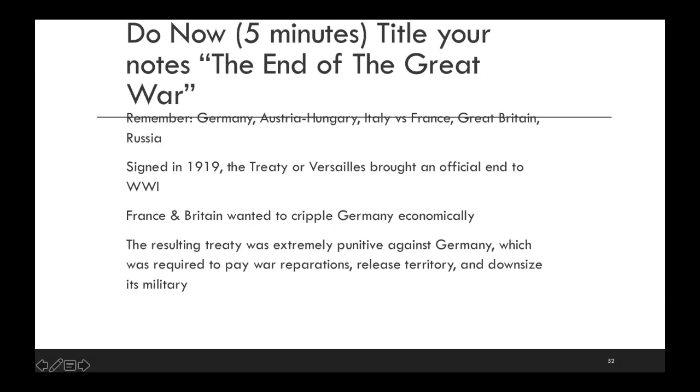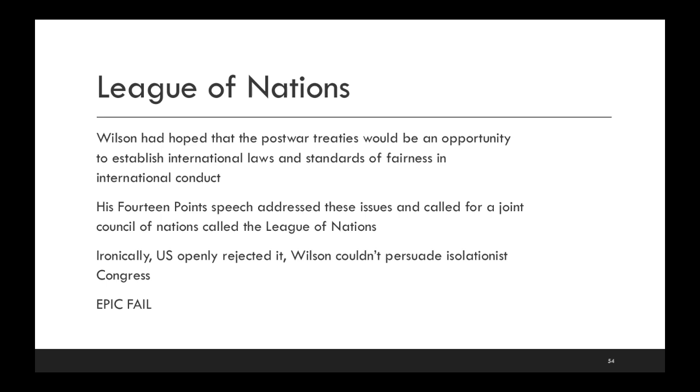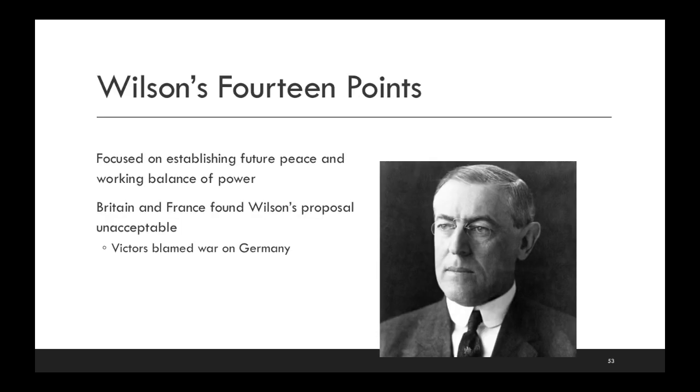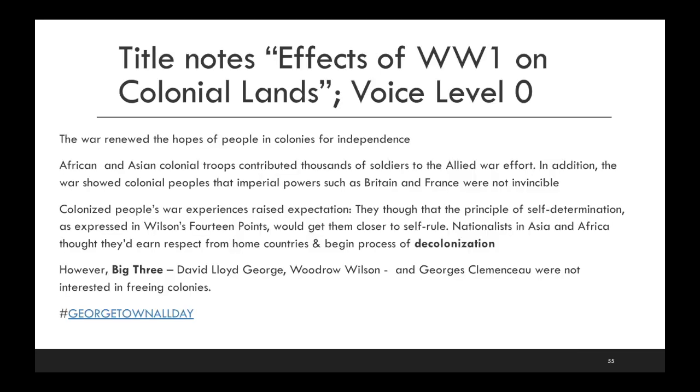The Treaty of Versailles brought an official end to World War I. France and Britain wanted to cripple Germany economically. The resulting treaty was extremely punitive against Germany, and therefore is seen often as a cause of World War II. After World War I, we see this push for the League of Nations, pushed by Woodrow Wilson to develop international laws and standards of fairness. It's an epic fail, in no small part because the United States refused to join it. Wilson couldn't persuade his isolationist Congress to join the League of Nations. So it is an epic fail.